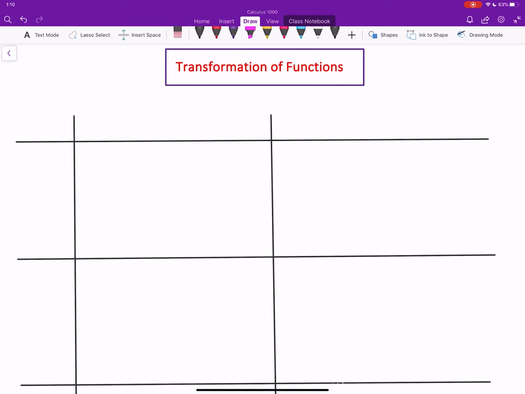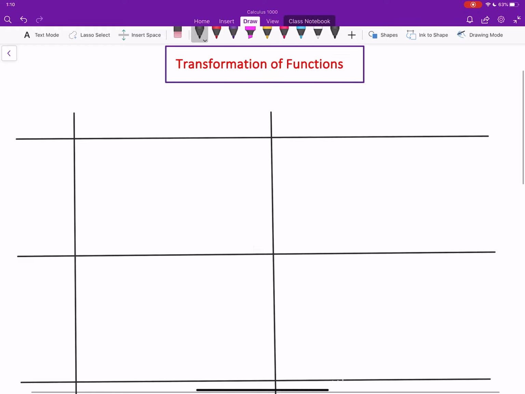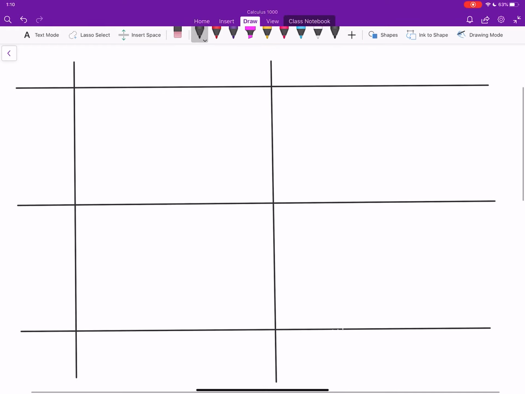Hi, in this video we will review the transformations of functions and we will show specifically how these transformations change the graph of the function. When it comes to the transformations that we are interested in, there are two different aspects that you can study. One is that it is done either horizontally or vertically.